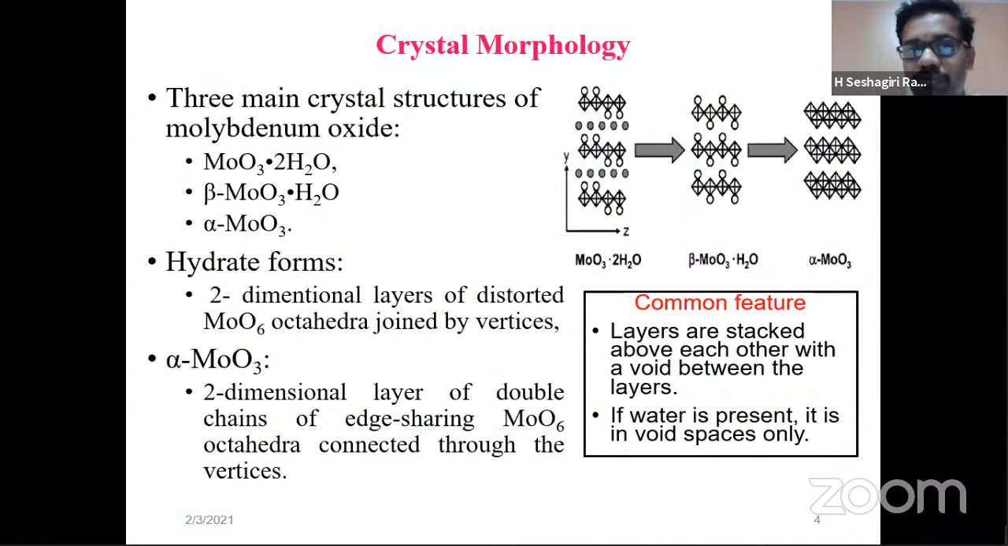They are MoO3·2H2O, beta MoO3, and alpha MoO3. In beta MoO3 and hexagonal MoO3·2H2O, in both cases the 2-dimensional layers are distorted, with MoO3 octahedra joined at the vertices. In alpha MoO3, there is no water molecule. The common thing is that if a water molecule is there, it sits between the layers of MoO3. Whereas if the water molecule is not there, then the edge oxygen is shared between two MoO3 octahedra.